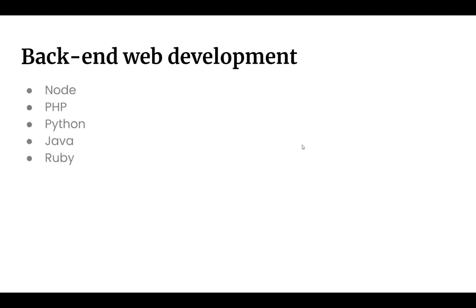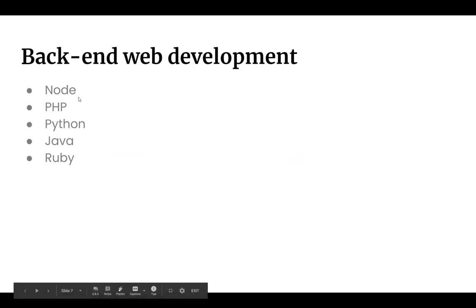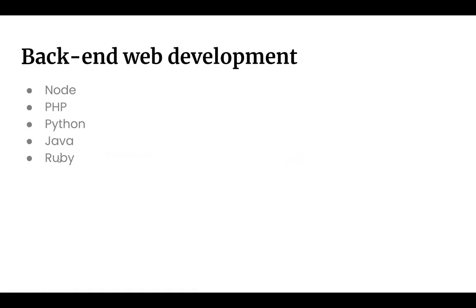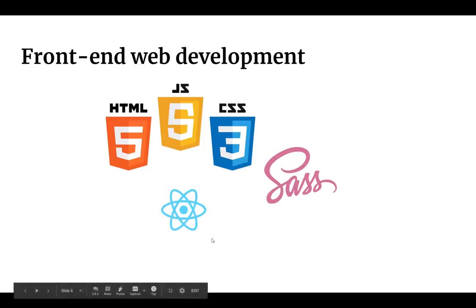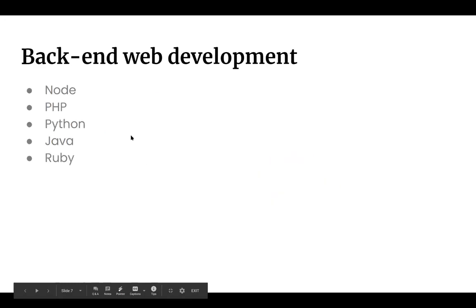Okay, great. Now backend web development. So for the backend or server side web development you need Node, PHP, Python, Java, Ruby. But for you, I would recommend to learn Node after you learn this. First HTML and CSS and then JavaScript, then React and then Node.